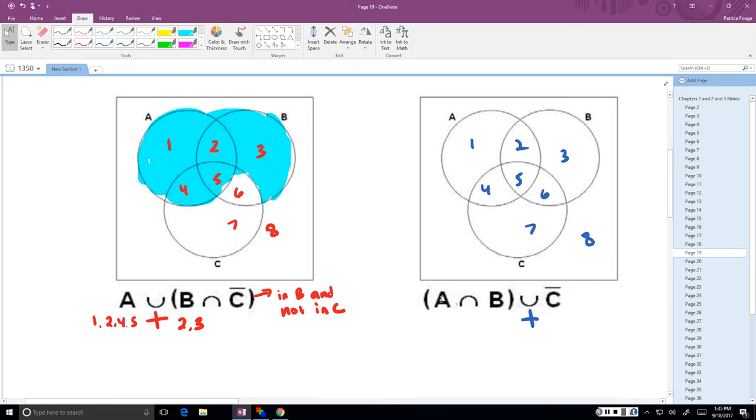On the left, it'll say A intersect B. That means it's in A and B. So it's in circle A and it's in circle B. So the 2 and the 5 right there. Plus, I want everything that's not in circle C. So which elements are not in circle C? I heard somebody. 1, 2, 3, 8 are not in circle C. And then the plus means we want to shade everything on the left, which is the 2 and the 5, plus everything on the right, which is 1, 2, 3, and 8.